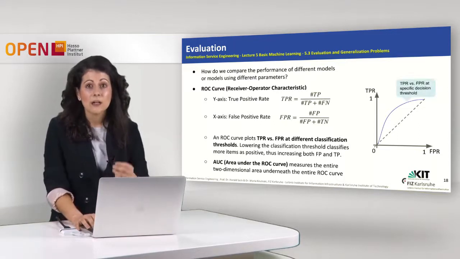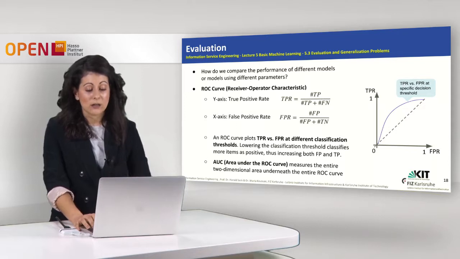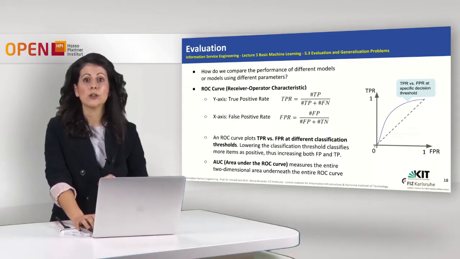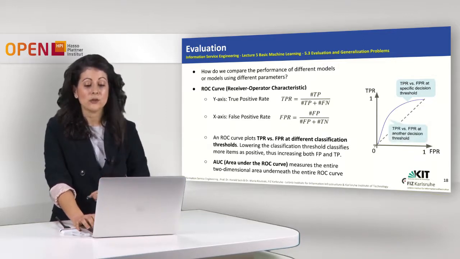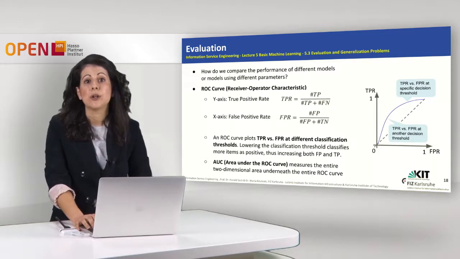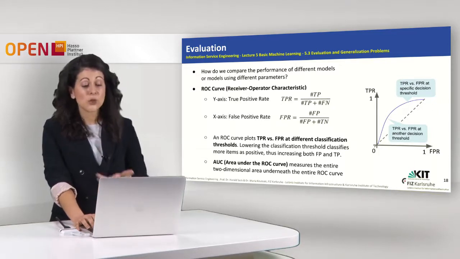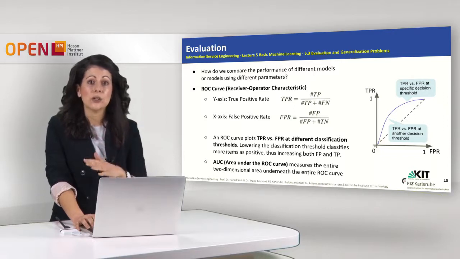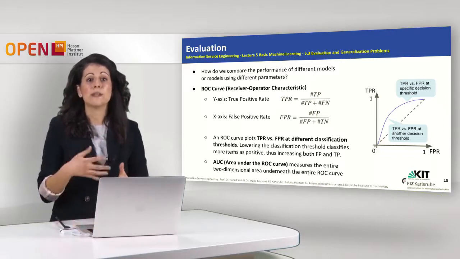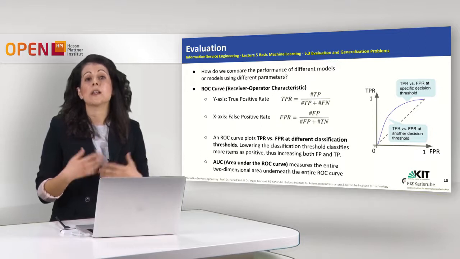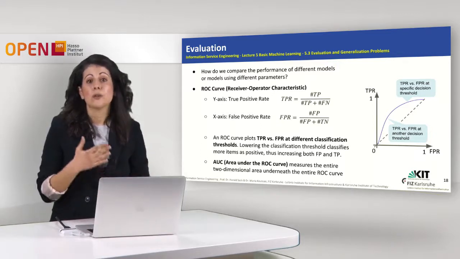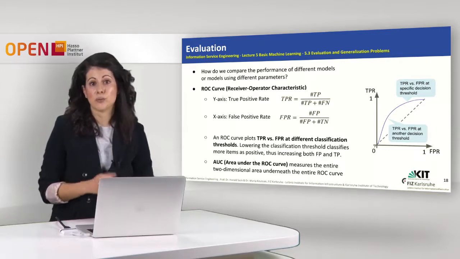For example, here is the comparison of the true positive rate and false positive rate for a specific decision threshold, while here is their comparison for another decision threshold. And the natural thing to think here is that by lowering the classification threshold, the algorithm classifies more items as positives. So we have an increase in both true positive cases and false positive cases.